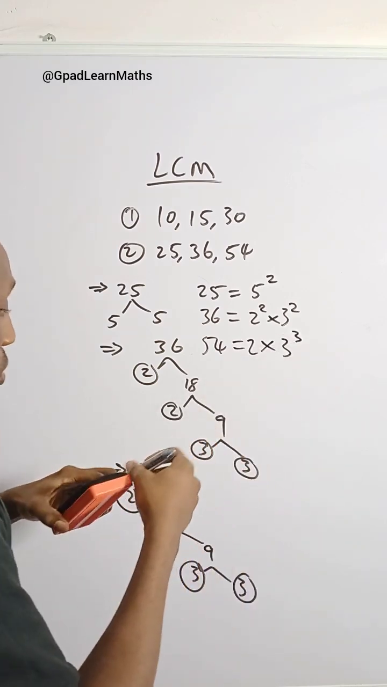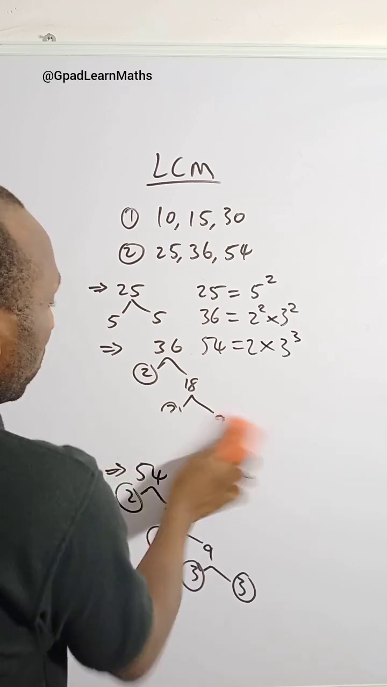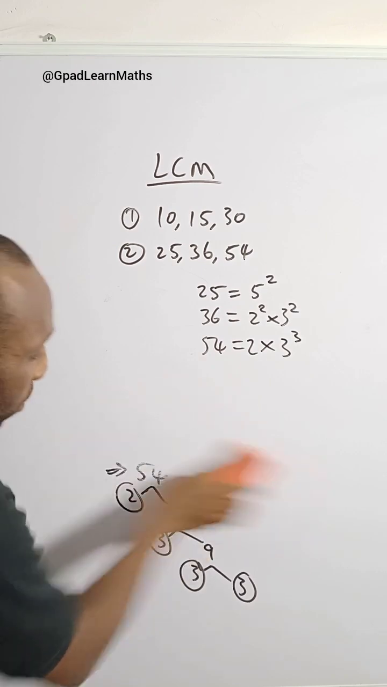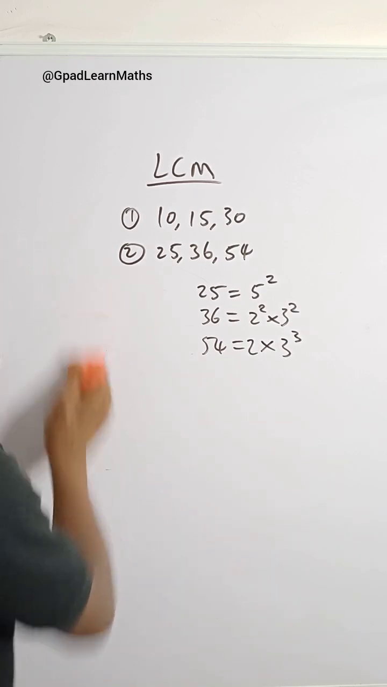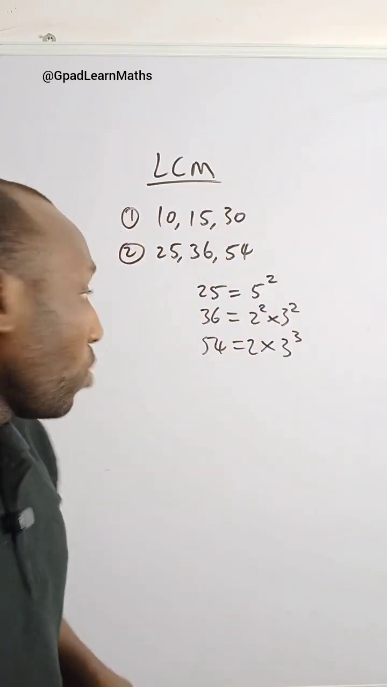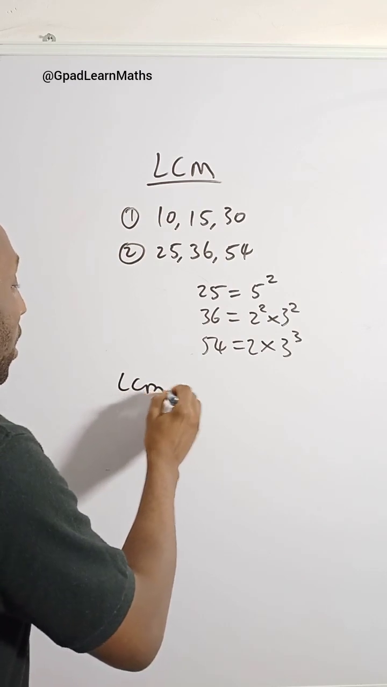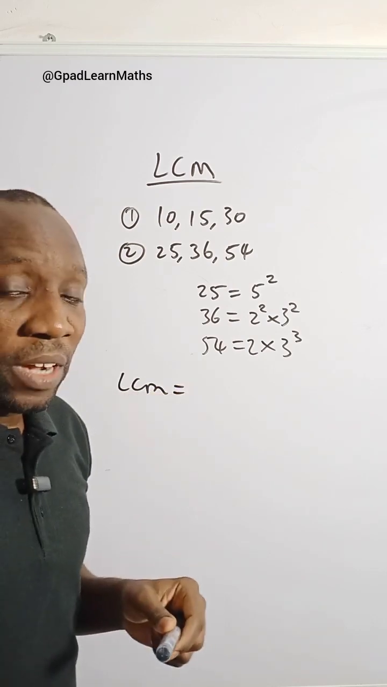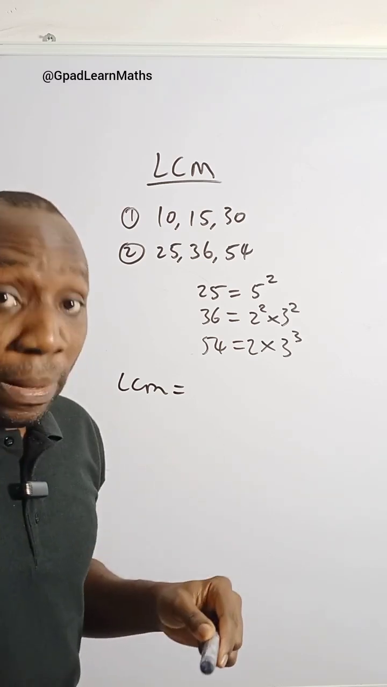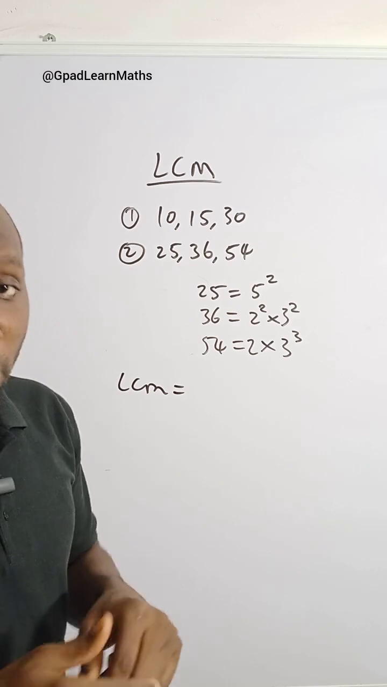Now, like I said, there's also the tabular method you can use, which to me, I even think it's easier compared to what I'm doing now. But I just want to also show you how to use this method to find the LCM of these kind of numbers. So let's go now. For LCM, it's very easy. Pick all the prime factors with the highest powers.